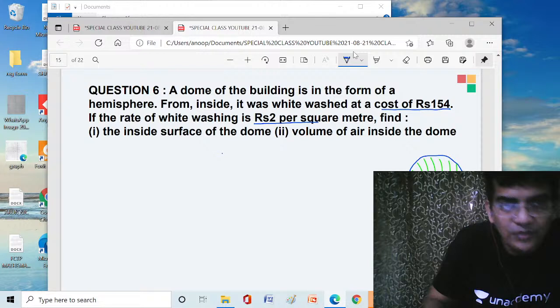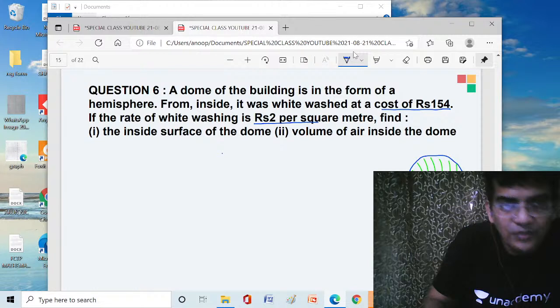So it's getting me 77 meter squared. Curved surface area is 77 meter square. Now they say the inside surface, so I've got the curved surface. Now they are asking for the volume.